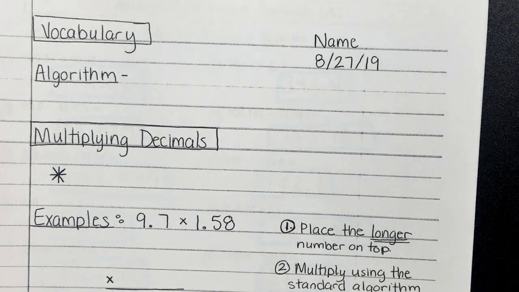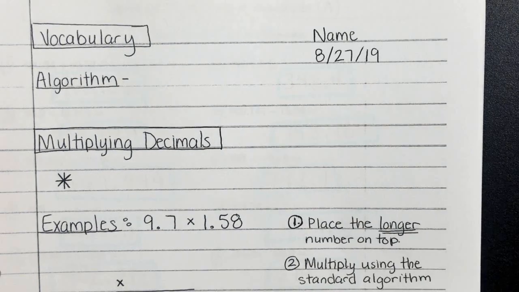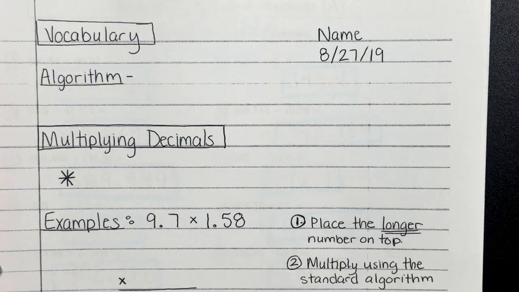Alright, so today we're talking about multiplying decimals. One of the vocabulary words that we want to add is algorithm. We've talked about algorithm already this year multiple times. We've been using it. You might not have realized it. An algorithm, does anyone know what it is? Any ideas, Kayla?